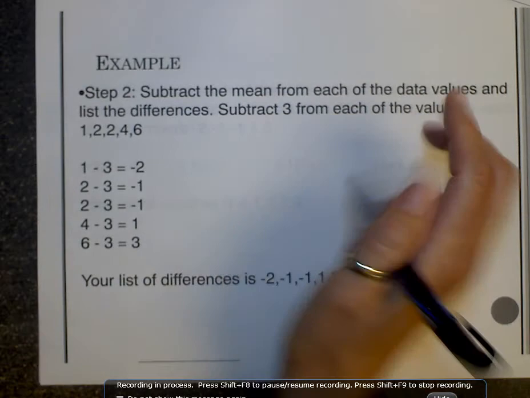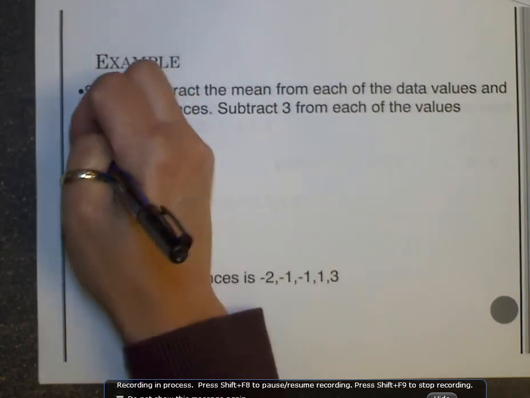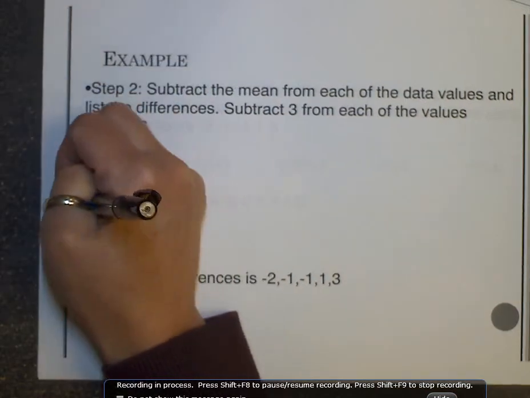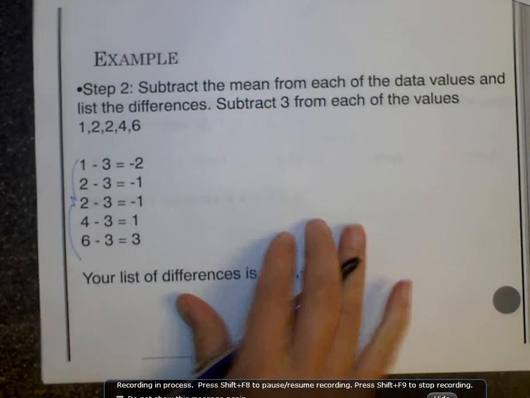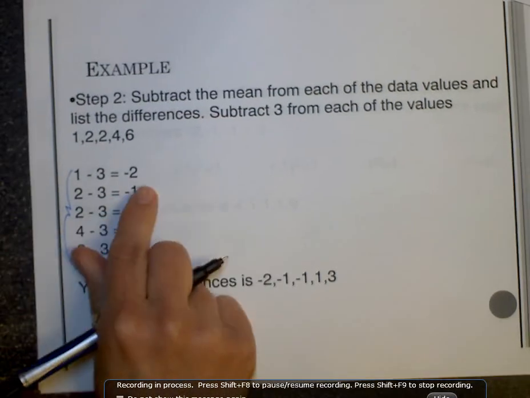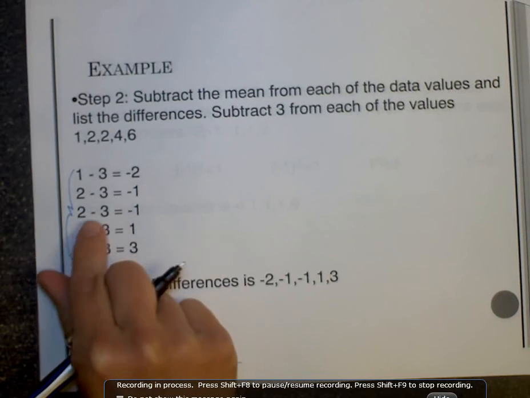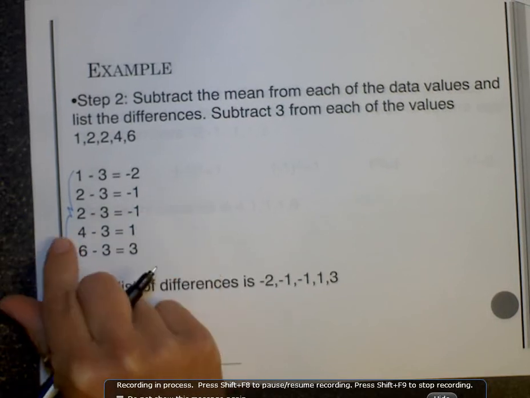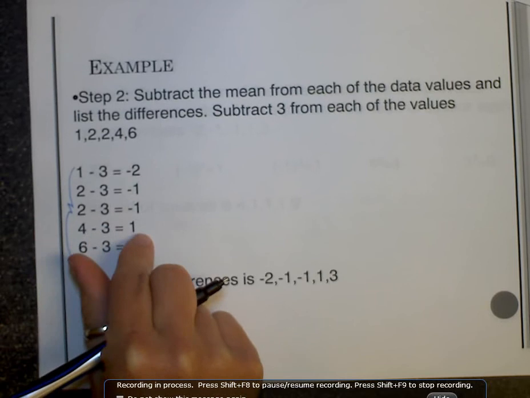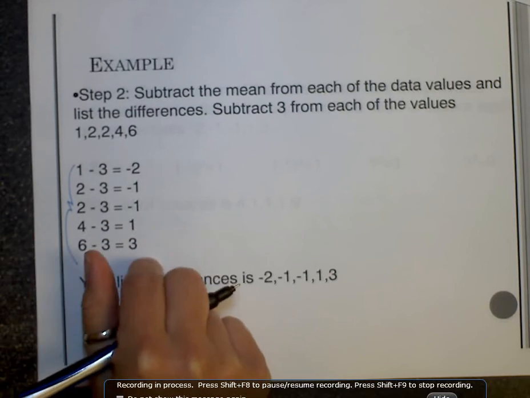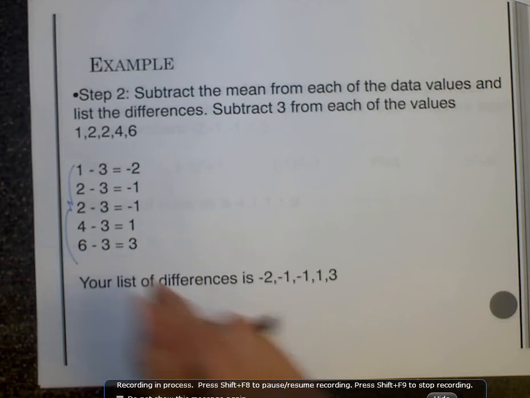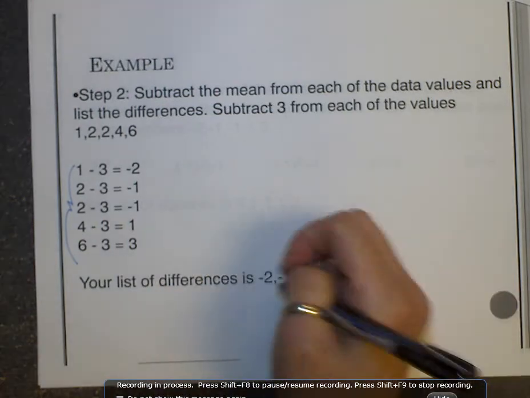We had these 5 data values, and you see them reflected right there. So you go 1 minus 3 is negative 2. 2 minus 3 is negative 1. 2 minus 3 is negative 1. And 4 minus 3 is 1. 6 minus 3 is 3. So the mean is subtracted from each of the beginning numbers. These are your differences.